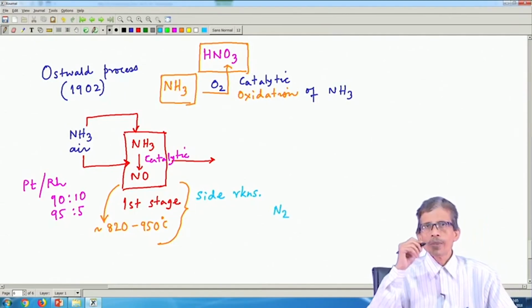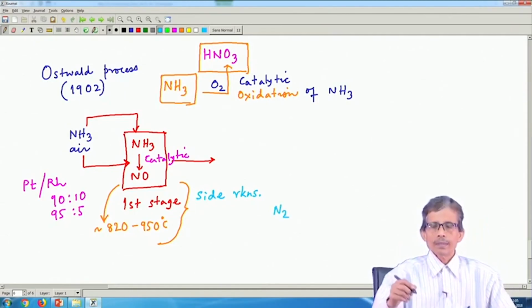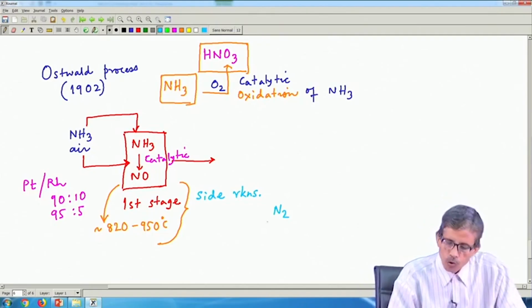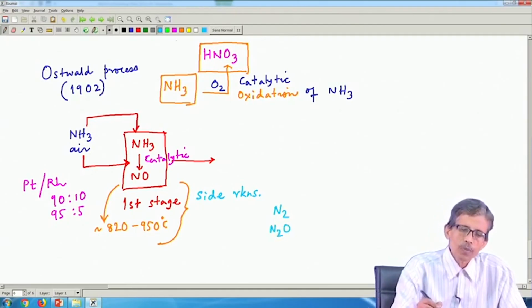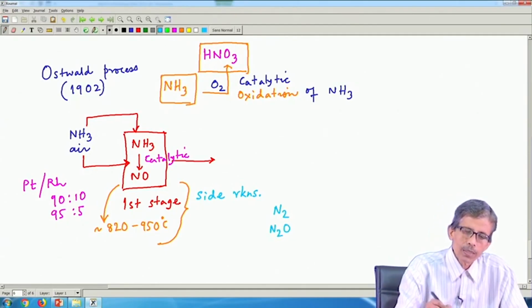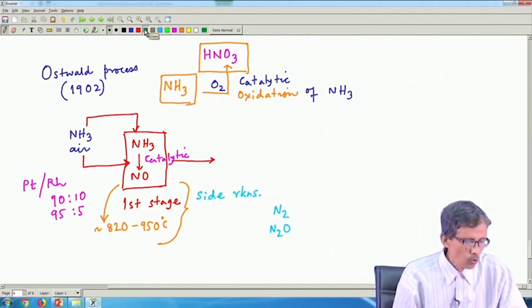As we all know, ammonia is produced from the reduction of dinitrogen. So, in the reverse process, when we try to oxidize ammonia, definitely it will give you dinitrogen back, and also the other oxidized form, that means nitrous oxide. So, the formation of these two molecules should be avoided for this particular reaction.